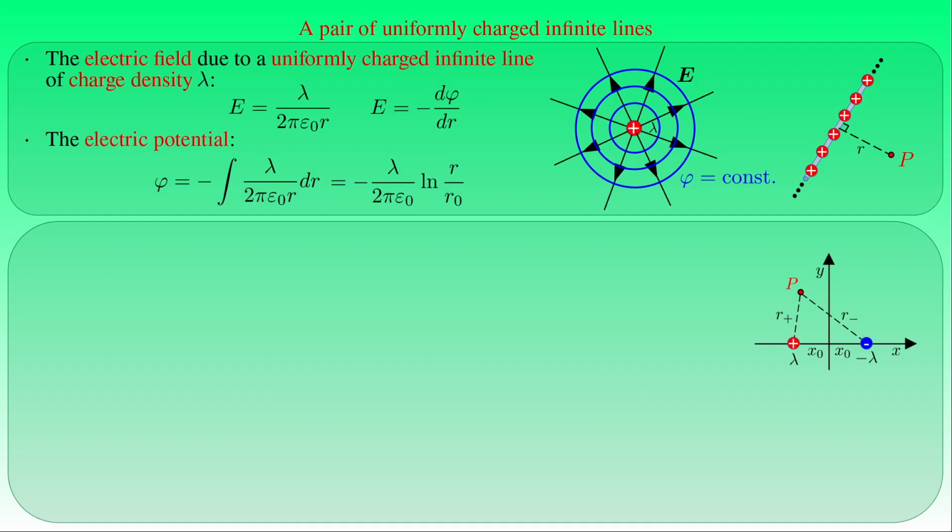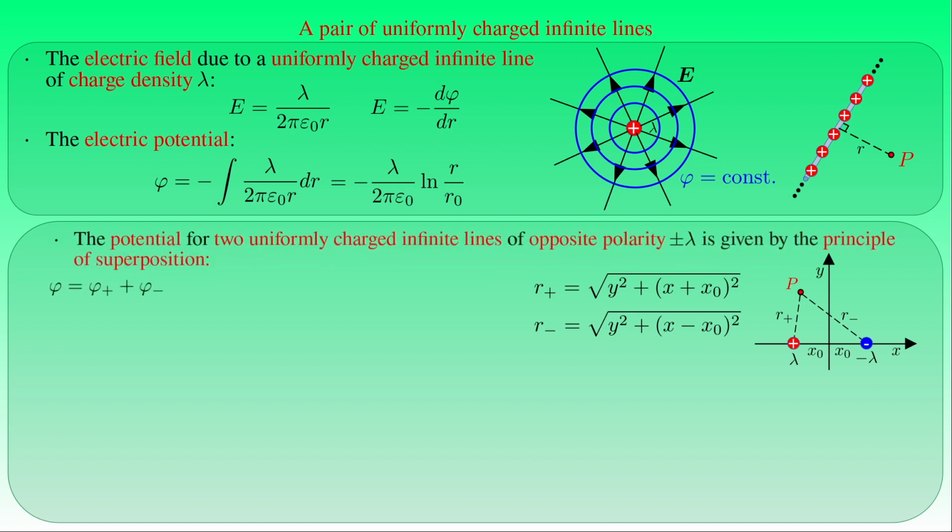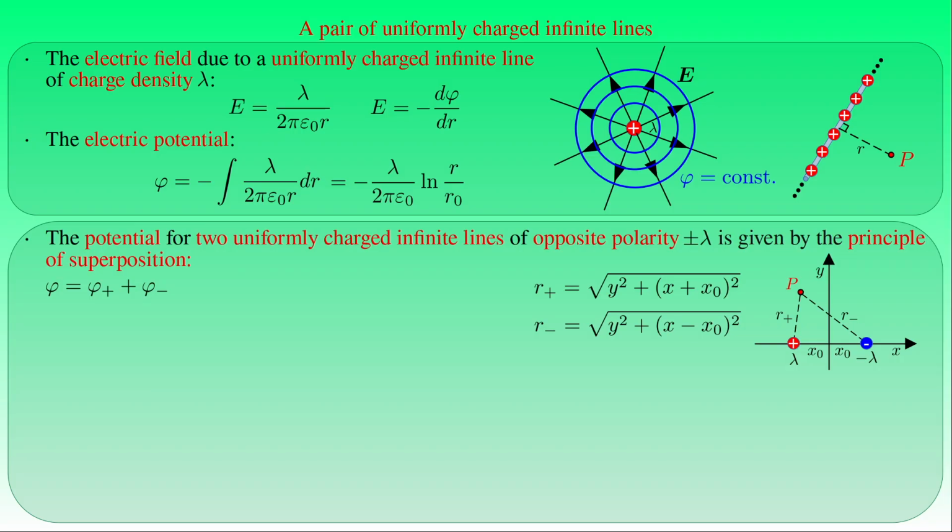That is, r sub plus is equal to the square root of the square of the y-coordinate of the point plus the square of the sum of the x-coordinate of the point and x0, and r sub minus is given by the square root of y squared plus the square of the difference between x and x0. The potential phi of the field due to the two charged lines at the point P can be constructed by applying the principle of superposition of the individual solutions phi sub plus and phi sub minus of Poisson's equation given for each of the line charges.